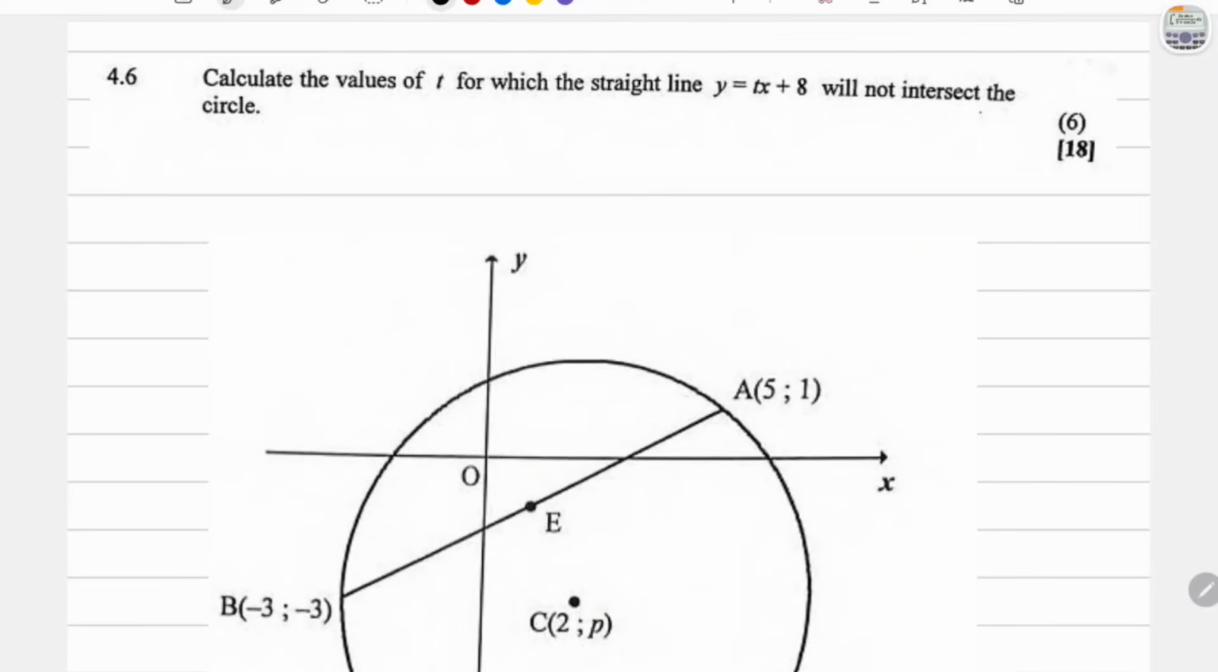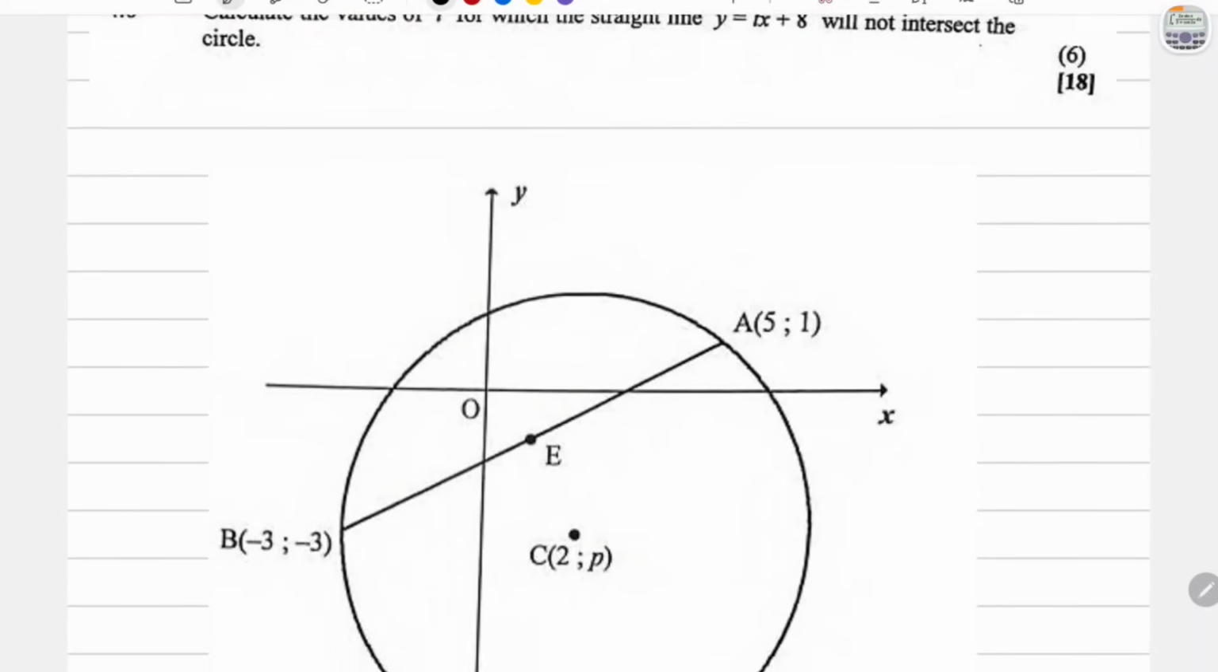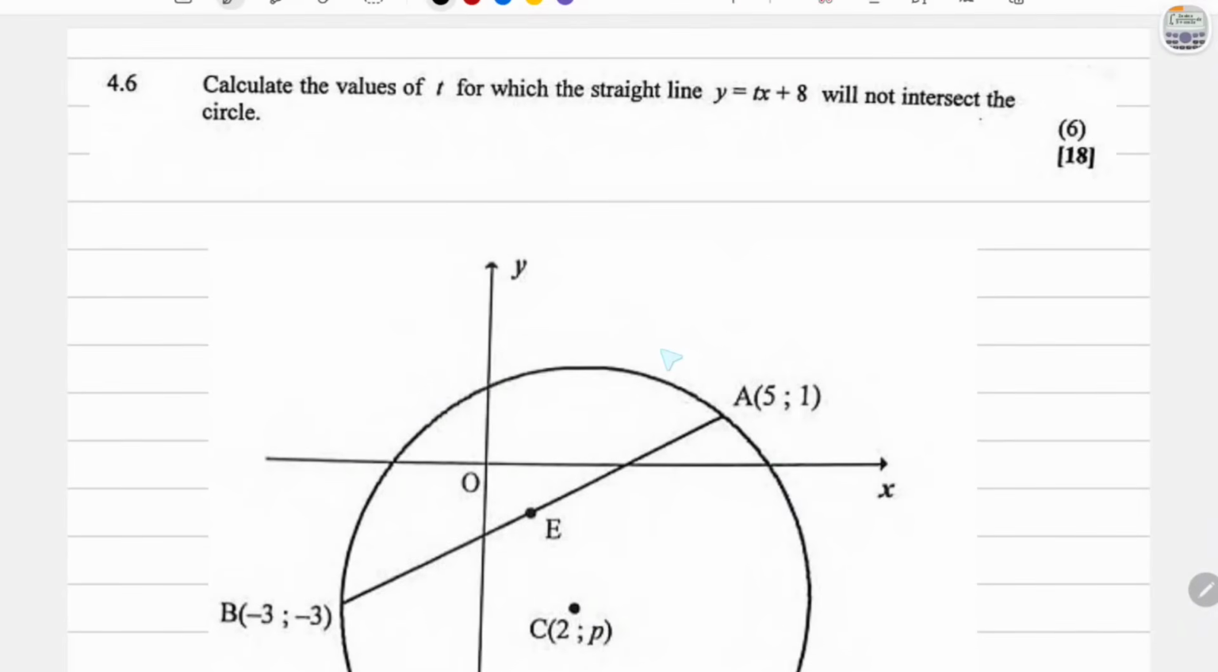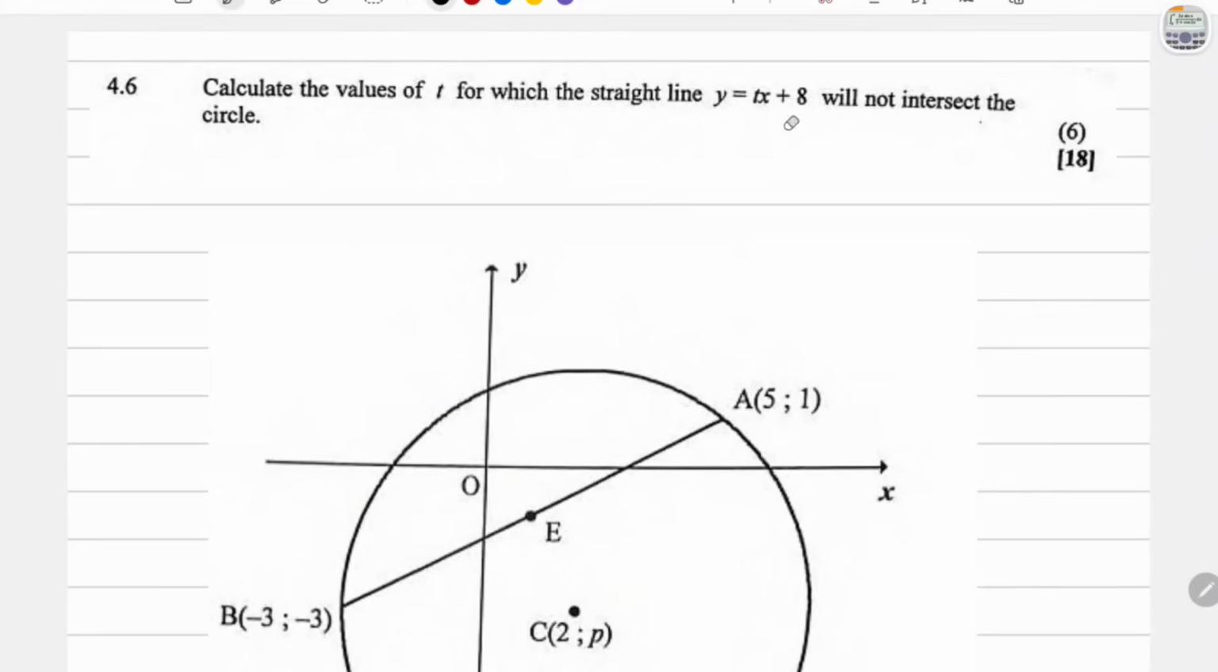So, for which it will not intersect, you see, if you have your circle and you have that equation, now we don't know what the gradient is. It could be an increasing function or a decreasing function, we don't know. But we just know that the y-intercept is 8. So that line cuts 8. And it goes like that, basically. It could be like that. It could also be the other way.